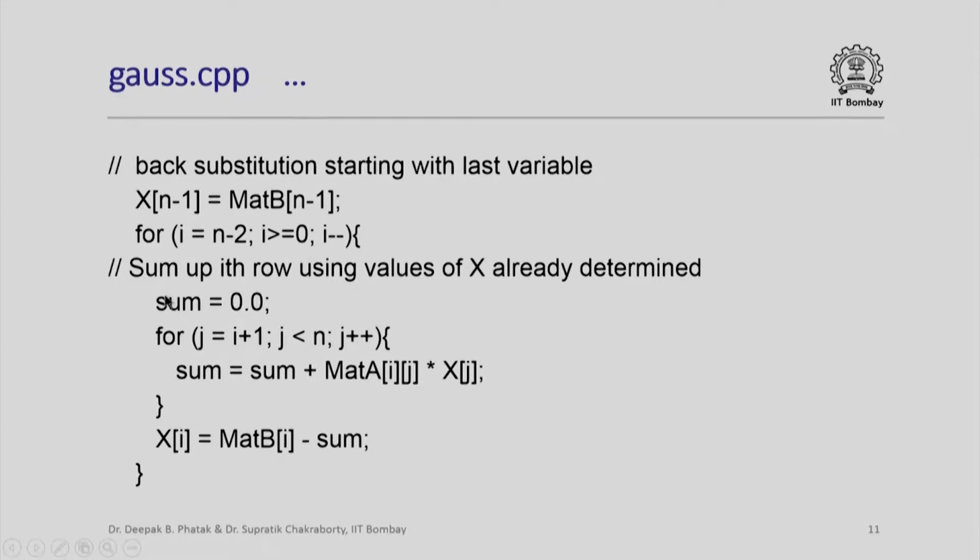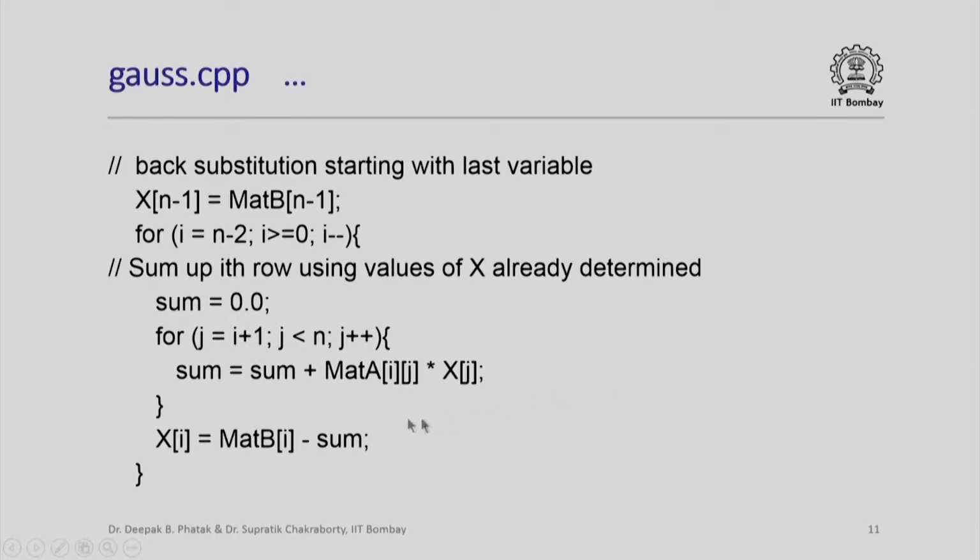What we do, essentially, is sum up the ith row using values of x which we have already determined. So we start with sum equal to 0, and for j from I plus 1 up to n minus 1, we calculate mat aij into xj added to the cumulative sum. Notice that all these xj's have already been determined previously, because j starts only with I plus 1 onwards. Having done this, I simply calculate the ith element of x as mat bi minus sum, and when I do that for all values of I, I would have actually solved the system. This is a very simple, elegant and neat looking solution.